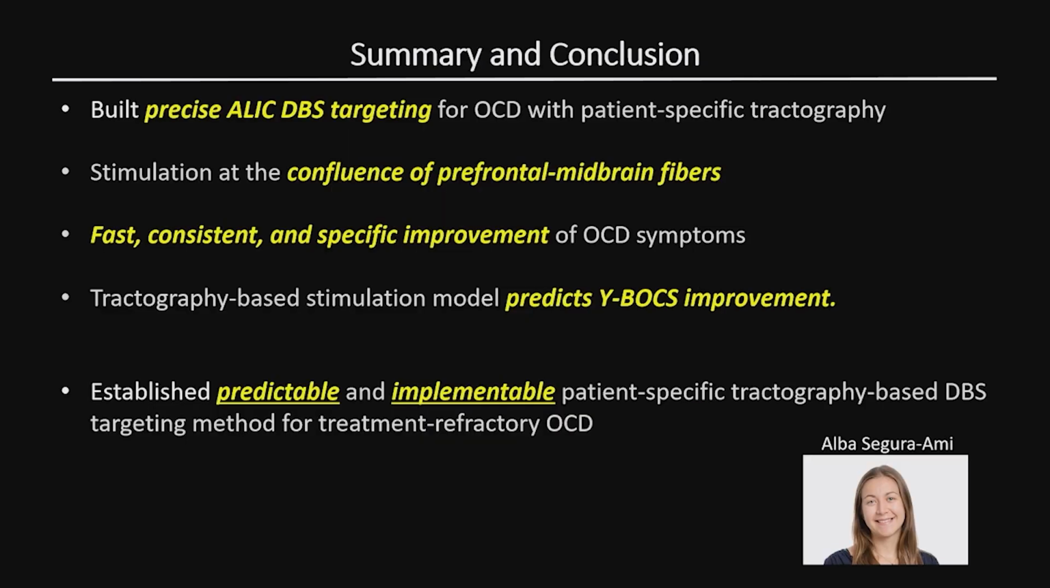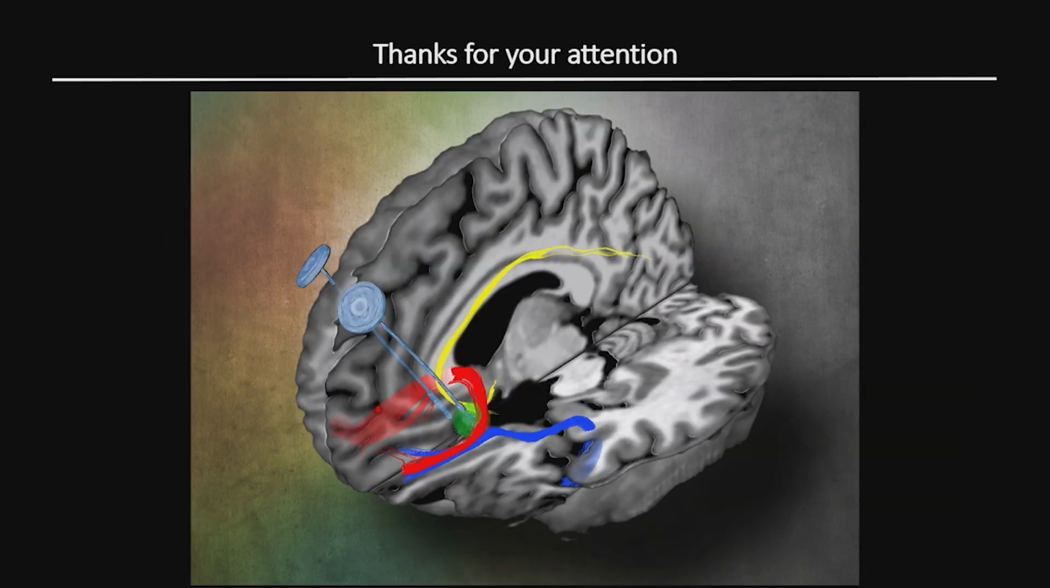So here is the summary and conclusion. We built a precise ALIC DBS targeting method using patient-specific tractography, and we stimulate at the confluence of the prefrontal and the midbrain fibers. This method gives us the best, consistent, and specific improvement of the OCD symptom, and the tractography-based stimulation model predicts the Y-BOCS improvement. So our conclusion is that we established a predictable and implantable patient-specific tractography-based DBS targeting method for refractory OCD patients. Unfortunately, this didn't make it as our primary author figure. And thank you for your attention.